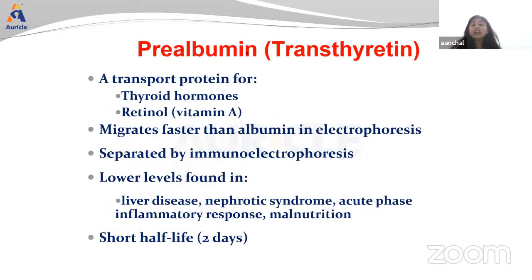First we have pre-albumin, which we're going to discuss, also known as transthyretin. This is the carrier protein for thyroid hormone and for retinol, a form of vitamin A. It migrates faster than albumin in electrophoresis, and it is separated by immunoelectrophoresis. Its level is found lower whenever any disease like liver disease, nephrotic syndrome, acute phase inflammatory response, or malnutrition is present inside the body, and its short lifespan is about 2 days.